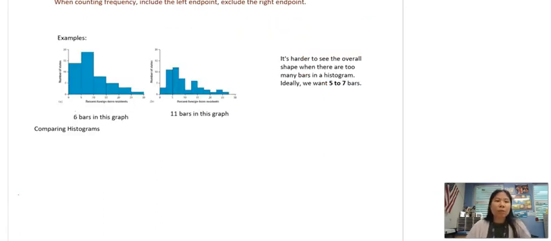We also want to be able to compare histograms. So if we have a set of data, but it's talking about two different groups, then we can compare those two different groups with histograms. When we compare, we're basically just making two histograms, but we have to make sure that the x-axis is the same on both histograms. That's how it's going to make it easy for us to compare.